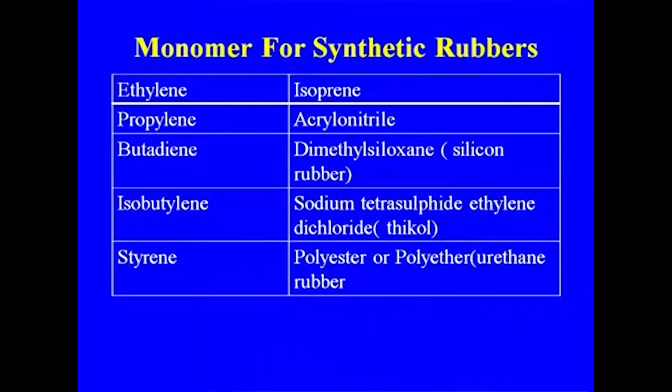Another one is dimethyl siloxane for the silicone rubber, sodium tetrasulfide and ethylene dichloride for the other rubbers, and the polyester and polyether for the urethane rubber. So, these are some of the important monomers for the synthetic rubber industry.